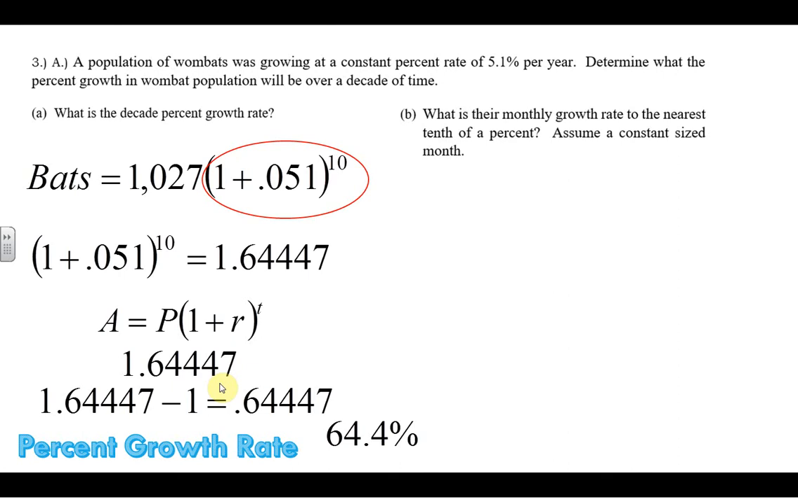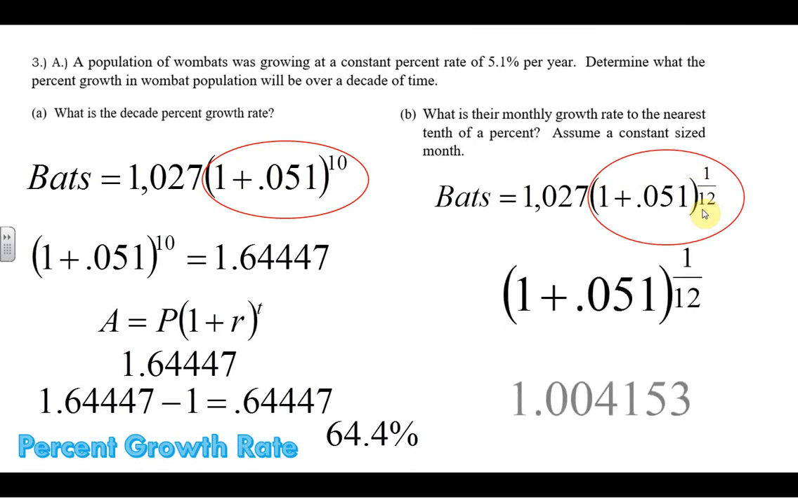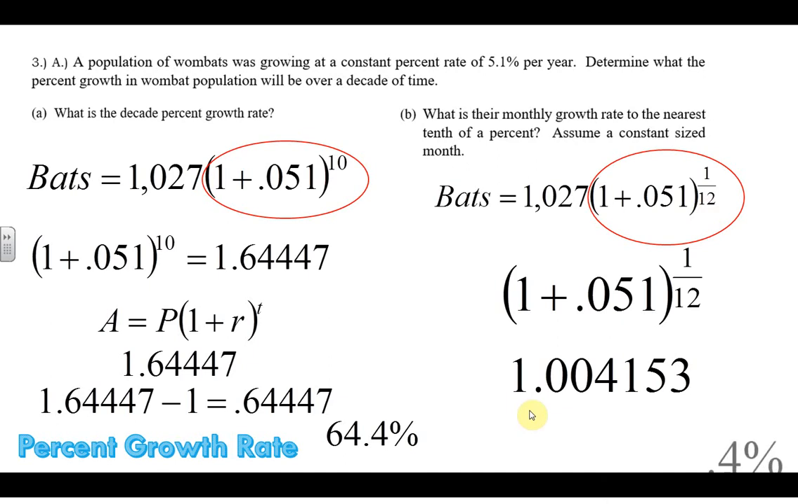All right, let's go the other direction. So what if we wanted to know monthly? Like, how much do these wombats grow monthly? We have the same exact thing, but monthly would be a year divided by 12. So every month, they're increasing by a rate of, be careful here, get rid of your 1, and that's going to be 0.4%. Which does kind of make sense, 5.1% per year, so 0.4%. Right, it should be smaller. We're doing little months.